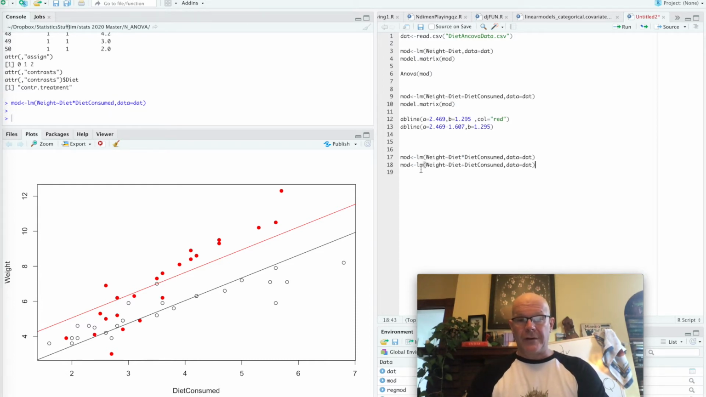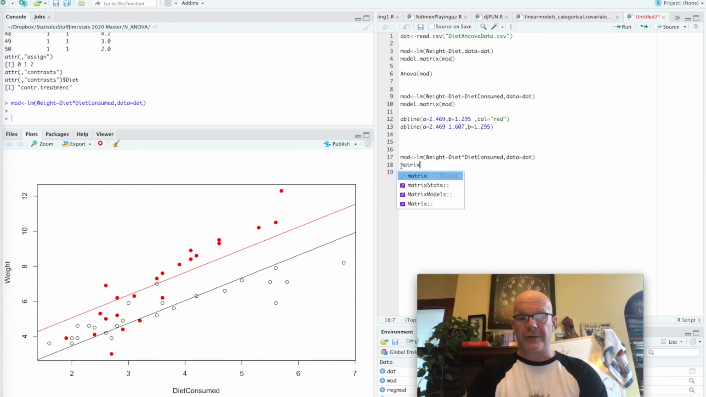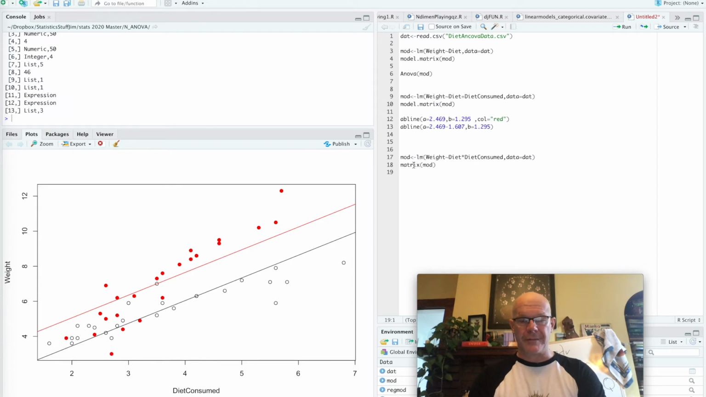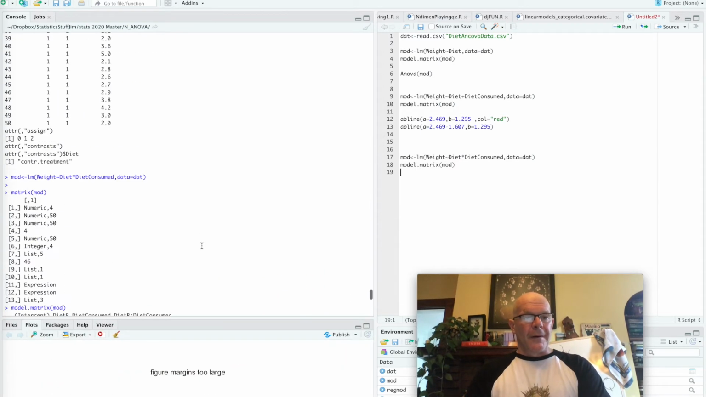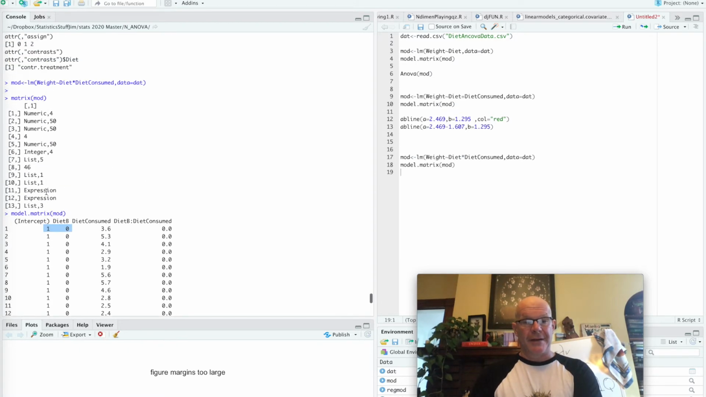And so let's see here. Oops, that's not what I meant to do. So let's go ahead and we can run an ANOVA on, well, first let's do a matrix of the model just so we can see how it's dealing with this interaction term. Model matrix is probably the function I'm looking for. Okay. And so again, everybody consumes a diet. That's great. We understand what these ones and zeros mean here. That's the dummy coding. Everybody is getting an intercept.